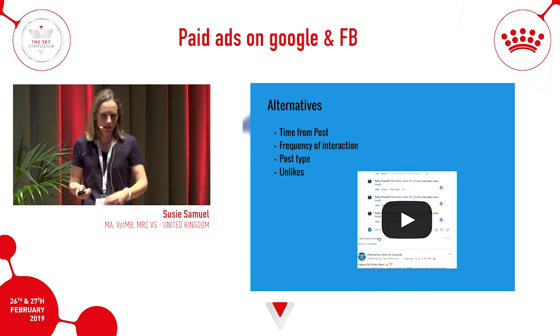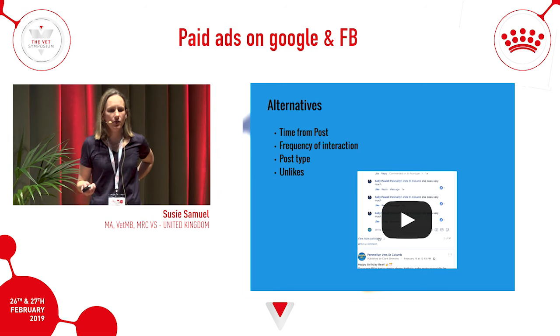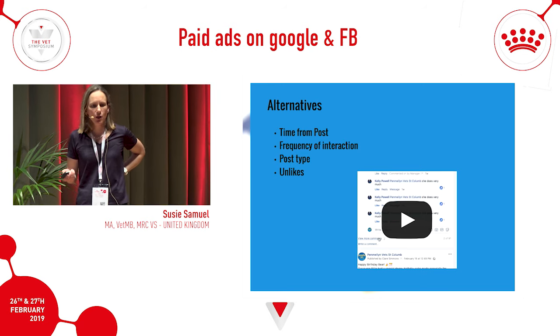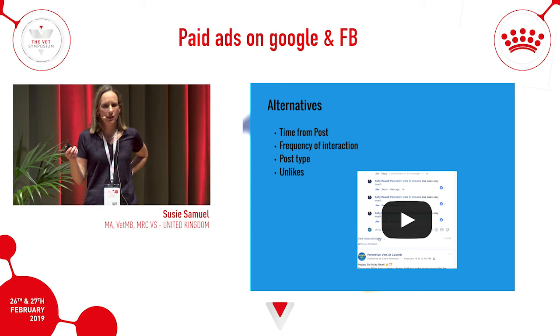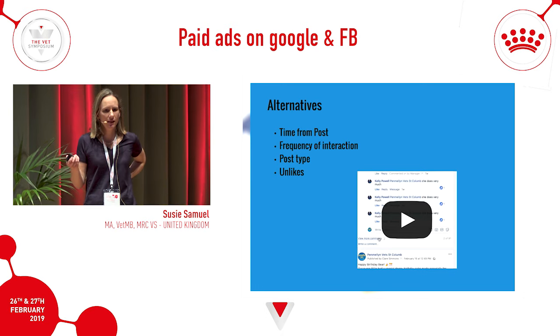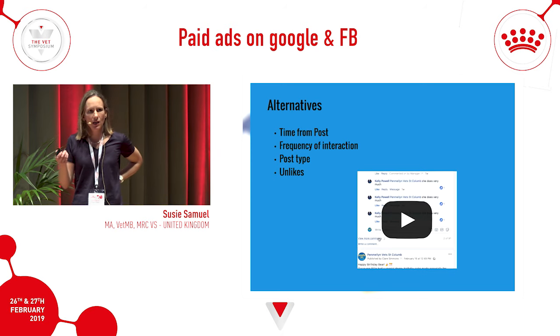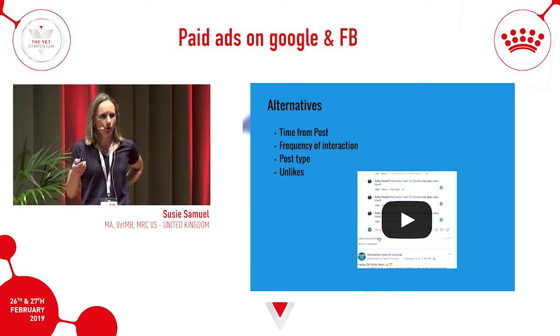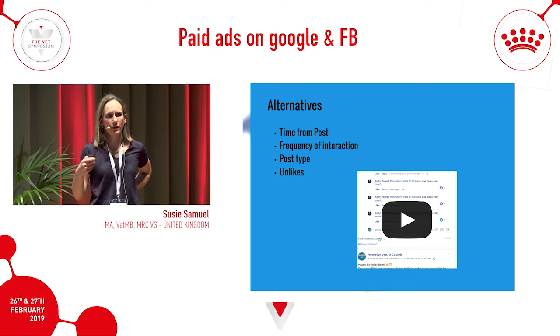So, alternatives to this. This goes back to the algorithm that I was telling you about. We know that the closer you're posting to when somebody is visiting Facebook, the more likely they are to see your content. So if we post more frequently, you're increasing the chances that you'll be posting around the same time as one of your clients is on Facebook.